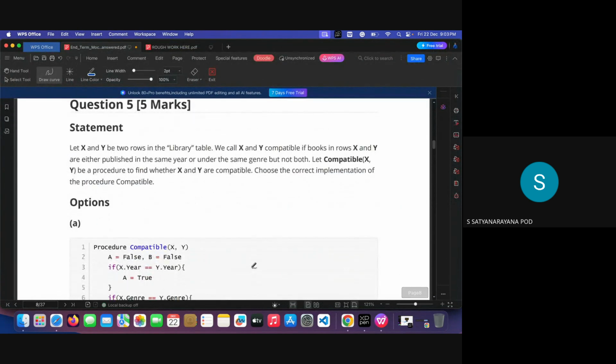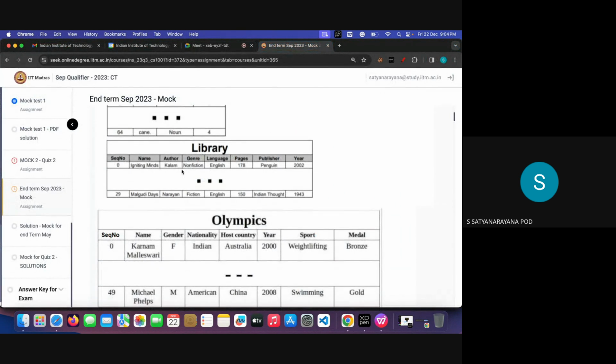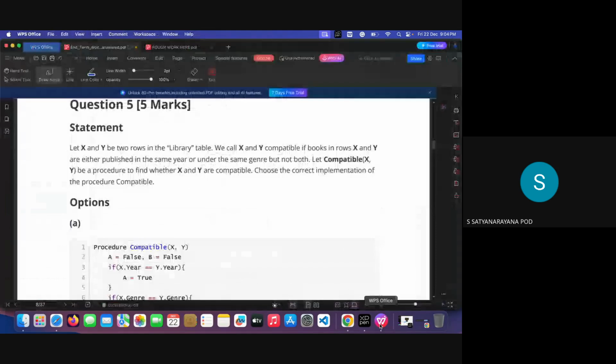So we go to the fifth one. Yeah, it's again that library dataset. So the library dataset, they are taking two rows. Two rows means two books. Remember, the library dataset, if you recollect it, contains a set of rows. Each one is one row. That's what they are taking. Now the two books they are taking, we call them X and Y.